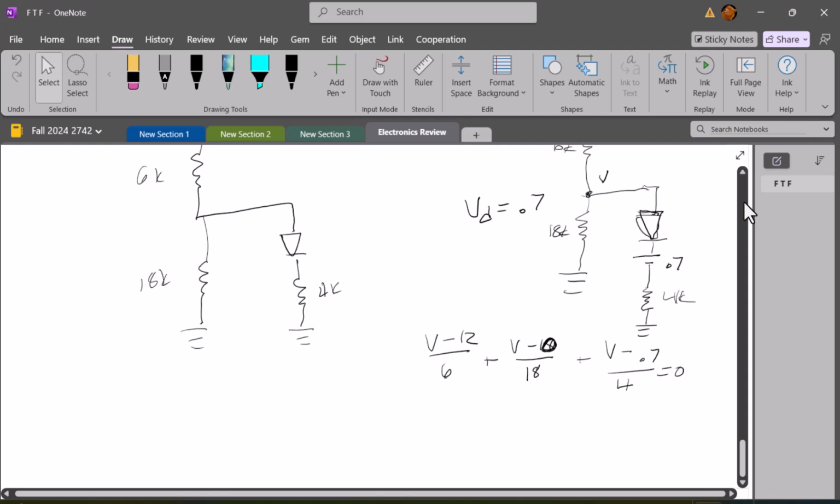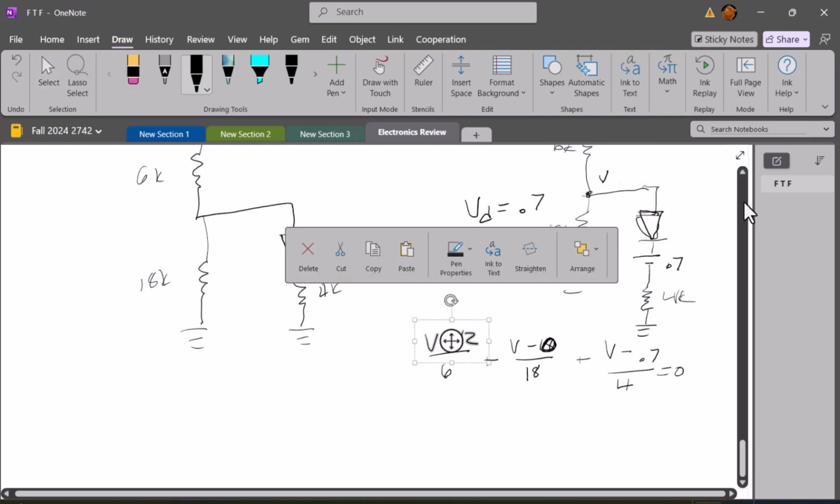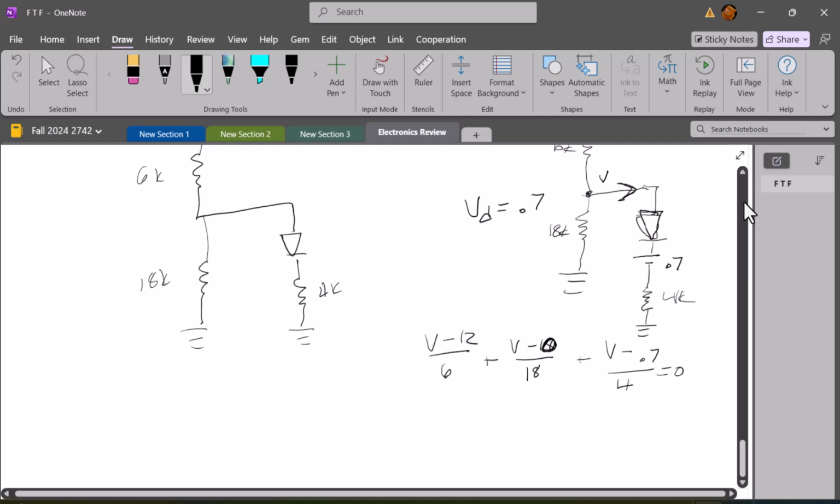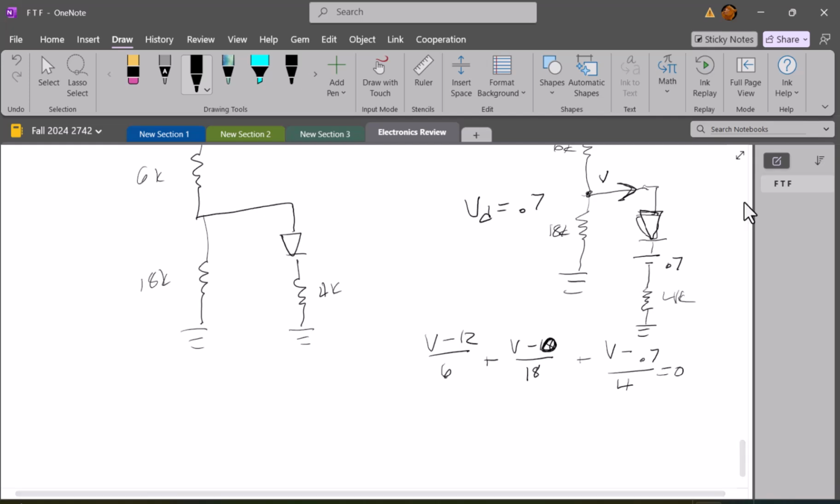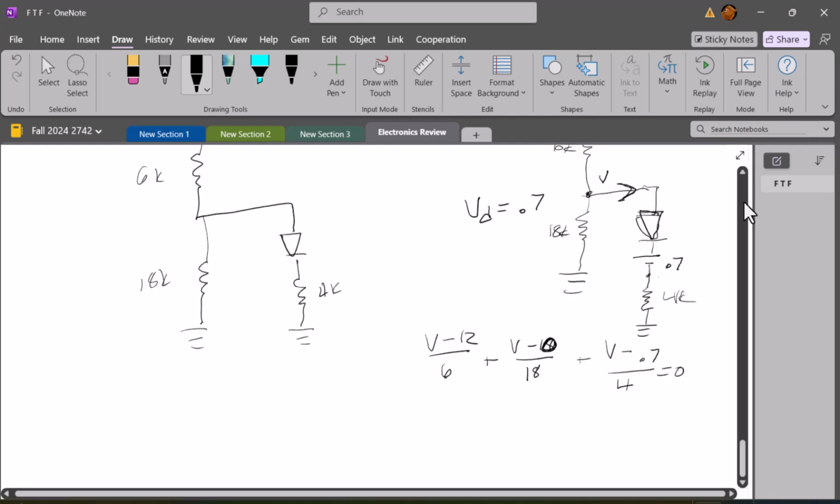Or I could just say that the current through here, if I don't know what it is, I know that when I get to the other side of this little voltage source, that voltage would be V minus 0.7, because that's my 0.7 voltage drop. Then I could just do V minus 0.7, minus 0 over 4 equals 0. And you would solve for V in that case, and you get 4.6058, I think, if you do it that way.